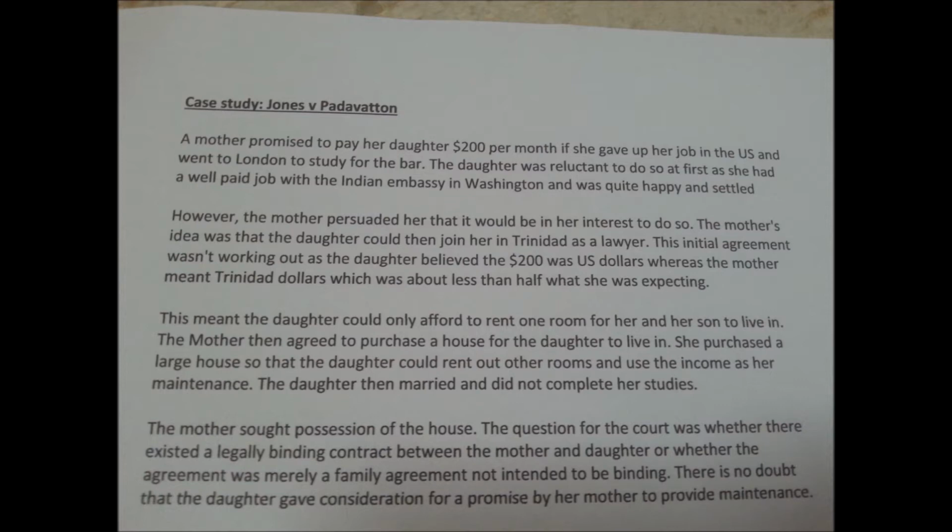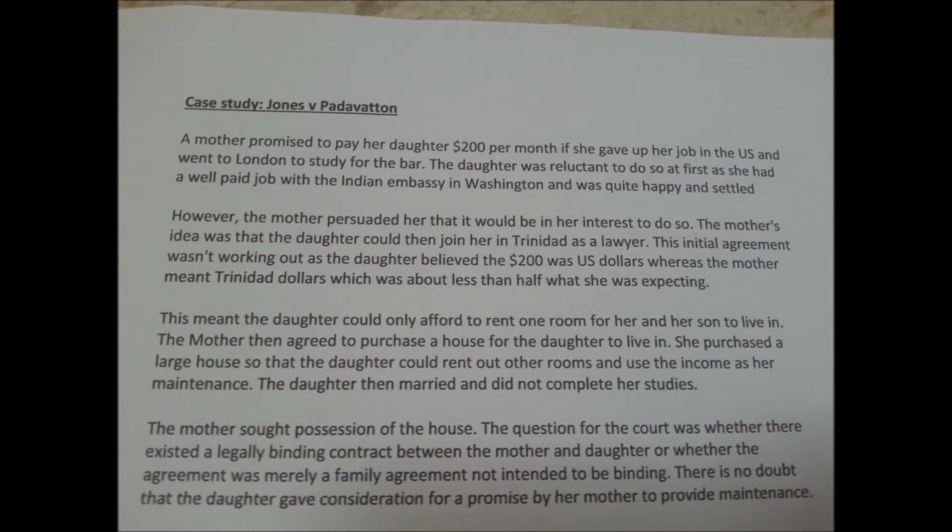So the mother agreed to pay her a certain sum of money as maintenance while she was studying because she's not going to be getting a salary. And then eventually the mother agreed to purchase a house for the daughter to live in, so she did. And then the daughter rented out the spare rooms and got an income and used that as maintenance.